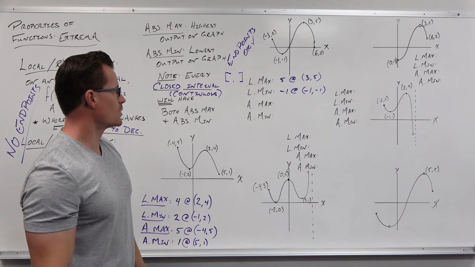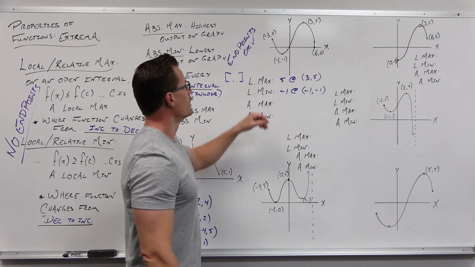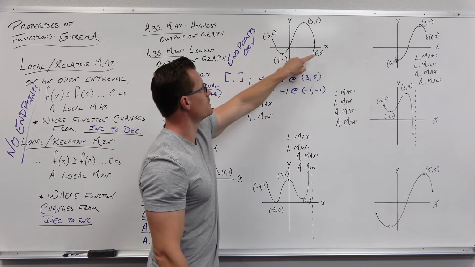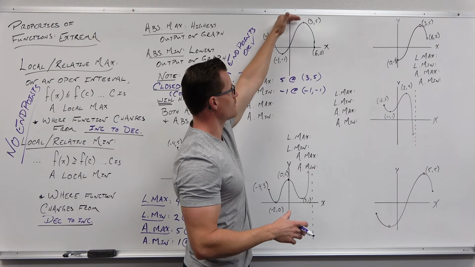Absolute max or min. So now we're looking just for the highest value that occurs. So the highest output, our outputs are 2, -1, 0, and 5. The highest of those values occurs actually at that local max.